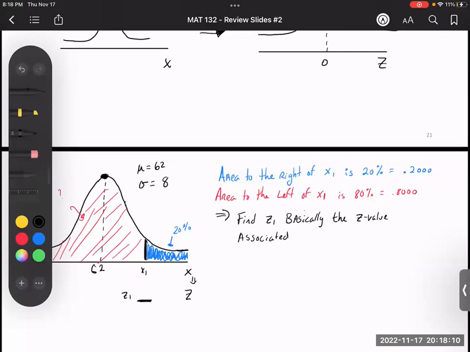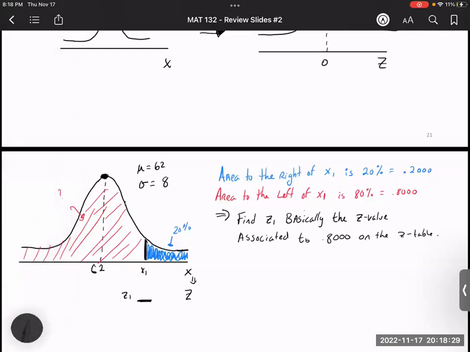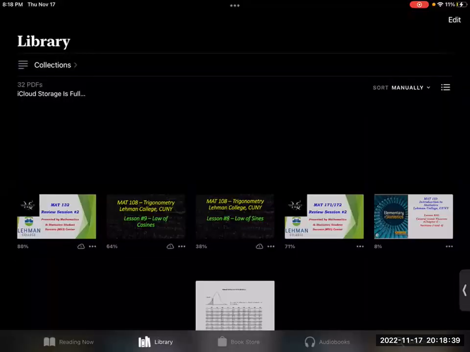Basically, the z value associated to 0.8000 on the z table. The area to the left of the z value is 0.8000, so I have to find the z value that's associated to it. The issue is that because the value is not exact, you're going to have to use the closest one. So the closest is going to the z table real quick.